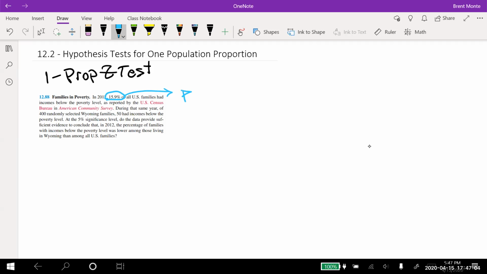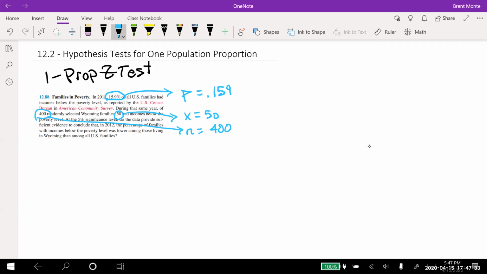That's my population proportion, 0.159. So we're saying in the United States, 15.9% of all families lived below the poverty level. Well, what we're going to do is look in Wyoming. In Wyoming, 50 families, that's my X, out of 400 families, that's my N, my sample size, lived below the poverty level.